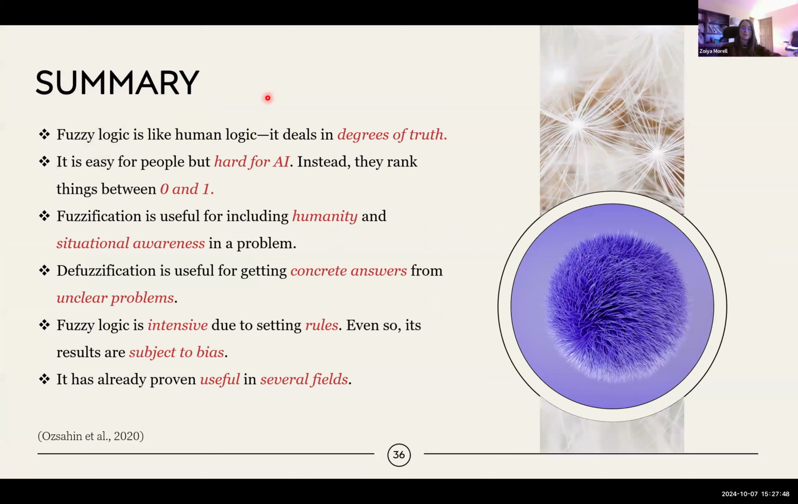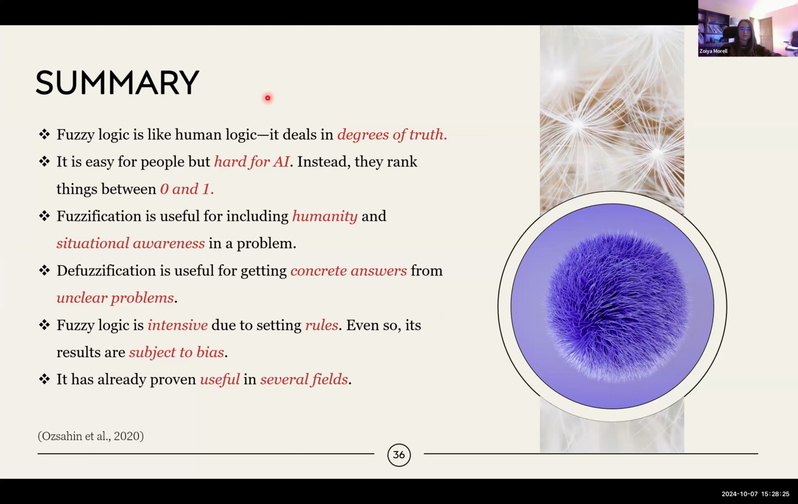So in summary, fuzzy logic is just like human logic. It deals in degrees of truth. This makes it really easy for us to understand, but really hard for AI to understand. So instead, they tend to rank things between 0 and 1 in a numerical range that they can comprehend. Fuzzification is useful for including humanity and situational awareness into a problem, like the examples you guys were giving: okay, we can have a self-driving car, but we have to know about the surrounding environmental factors to be able to drive it effectively. And defuzzification is useful for getting concrete answers from really unclear problems.